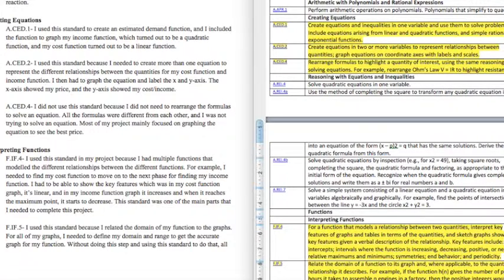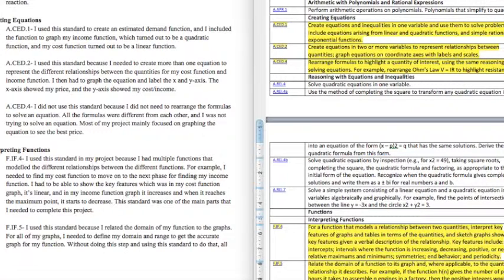And I included the function to graph my income function, which turned out to be a quadratic function, and my cost function turned out to be a linear function. So I was able to kind of understand which function is which and use that in my final project. The first quarter, we really learned a lot about linear and quadratic functions and just equations in general. So I was able to kind of understand and interpret this and use it in my final project.